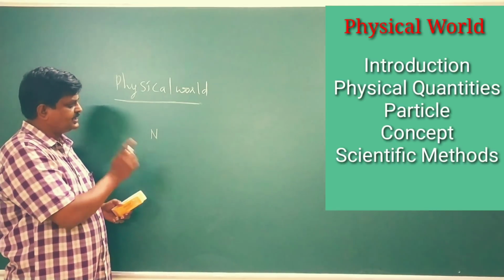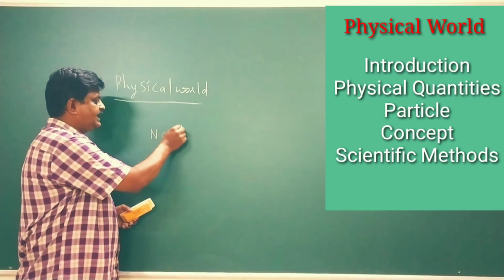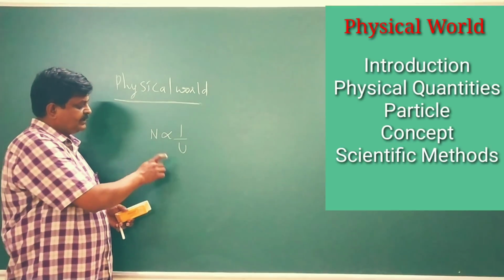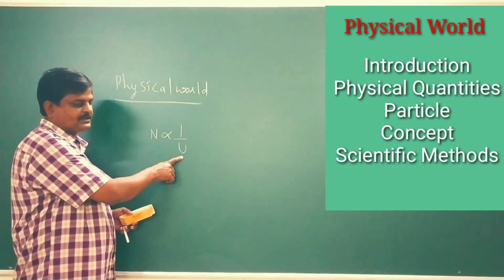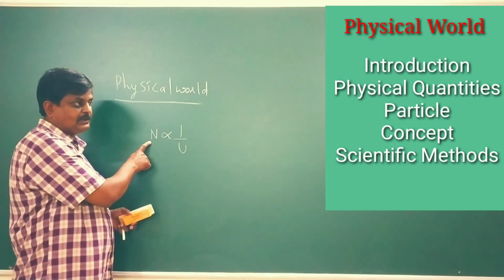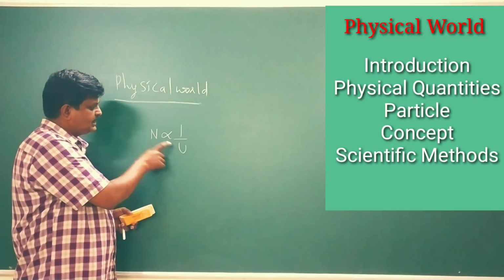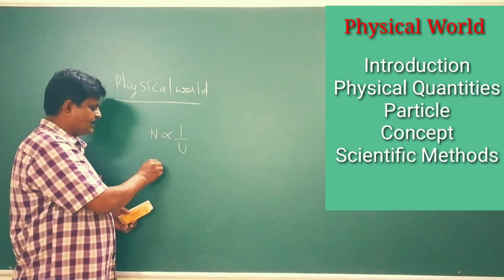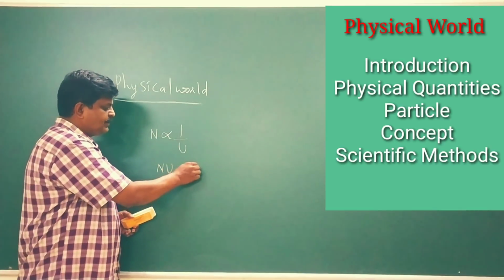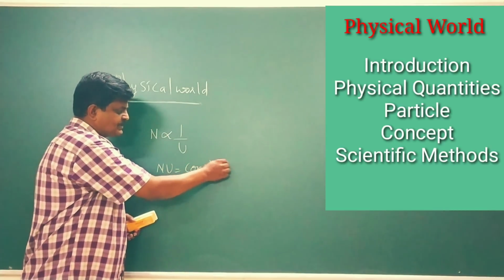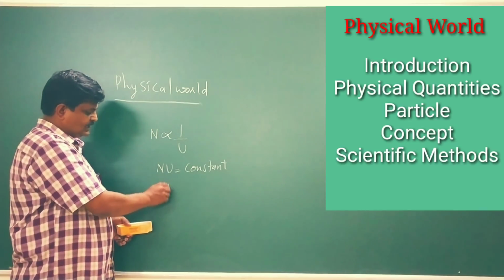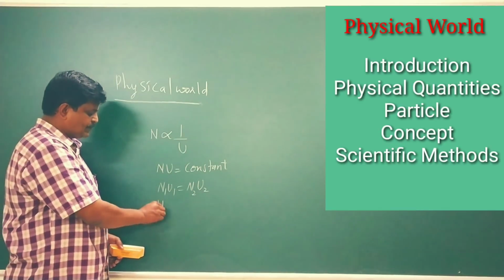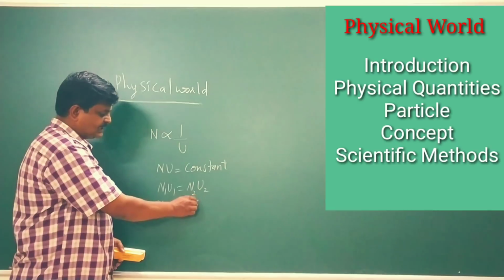How are the number and unit related? Number and unit are inversely related. What does it mean? If a physical quantity has a smaller unit, the numerical value will be large. Smaller is the unit, larger is the numerical value. Larger is the unit, smaller is the numerical value. Always for measuring any quantity, we take n into u as constant, or n1 u1 is equal to what? n2 u2.